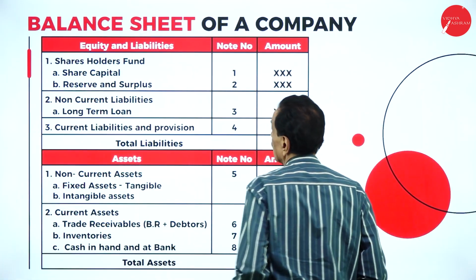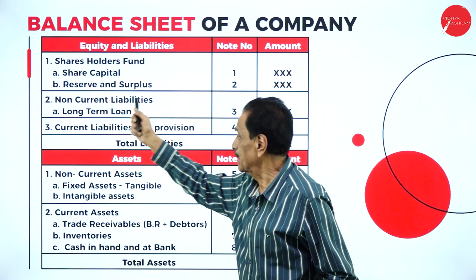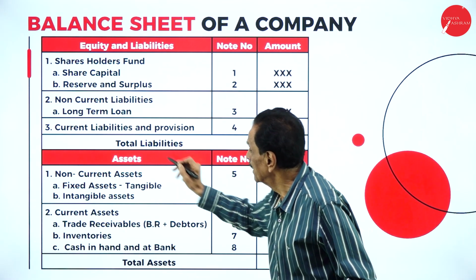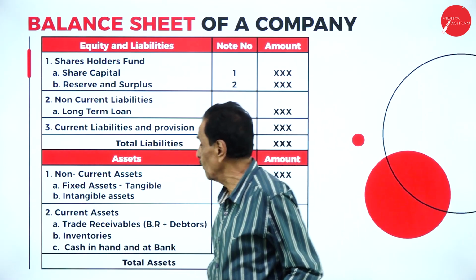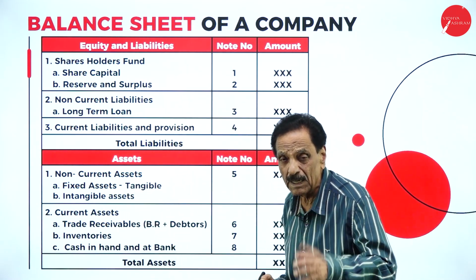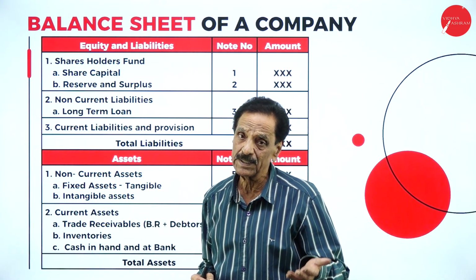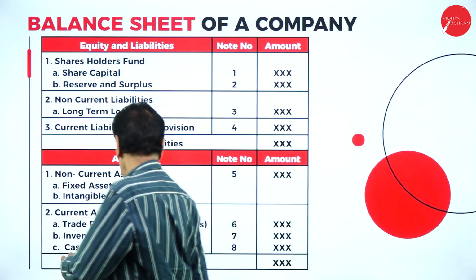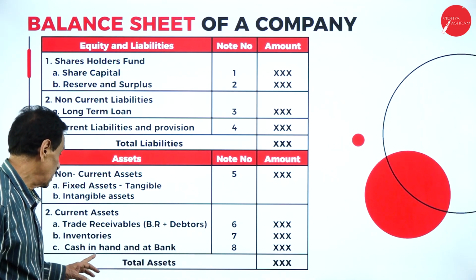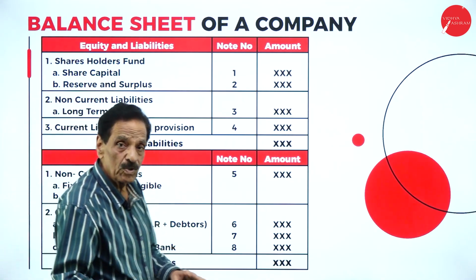Then come back here to the balance sheet format. Shareholders' funds: share capital is note 1, reserves and surplus 2. Non-current liabilities: long-term loan is 3. Current liabilities and provisions is note number 4. Then non-current fixed assets: tangible means land, building, machinery, furniture, motor car. Intangible assets are goodwill, patents and trademark. Then current assets: trade receivables, bills receivable plus debtors. Inventory means closing stock, cash in hand, cash at bank. Note 8, total assets. Total liability should be equal to total assets.